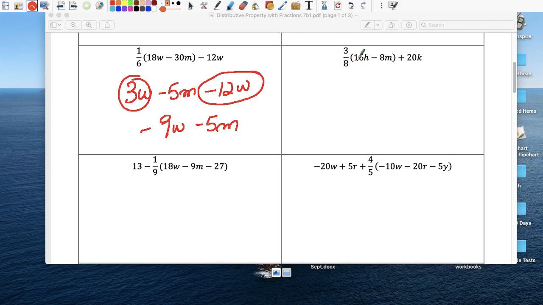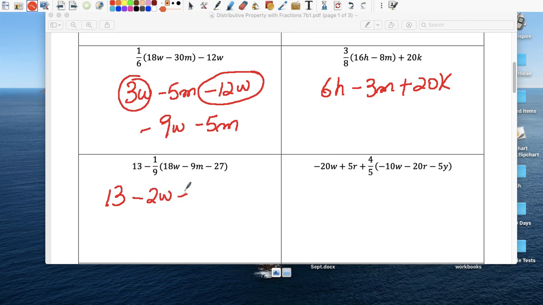3/8 of 16. So I divide 16 by 8, which is 2, and then 2 times 3 is 6, so 6h. 8 divided by 8 is 1, times 3 is 3. Plus 20k. What? Nothing to combine? Jeez. 13 does nothing. Negative times a positive is a negative, and that's just 2w.